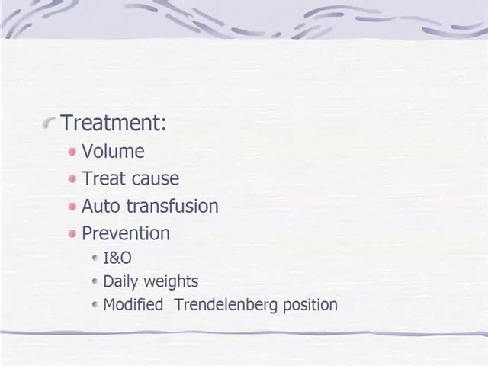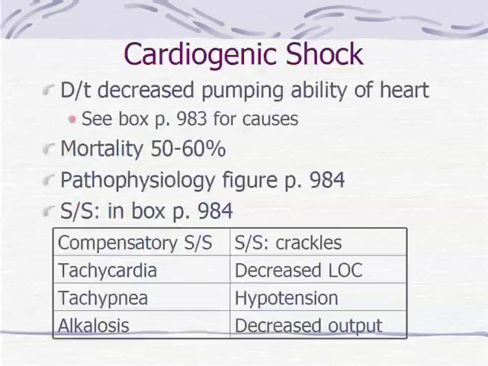Treat the cause. Autotransfusion, if they're bleeding and you can give it back to them. Prevention is probably best, I know, daily weights. Now, modified Trendelenburg might be used, but remember, you do not want to increase intracranial pressure, so you have to be very careful with that. Nursing diagnoses for this are on page 983.